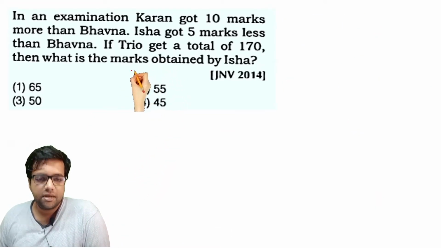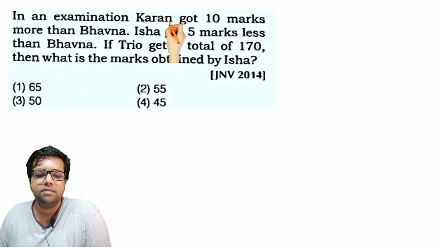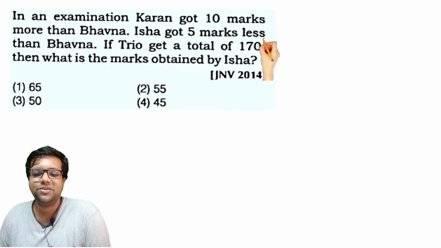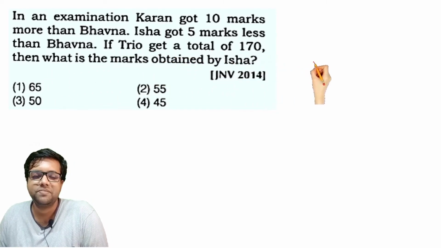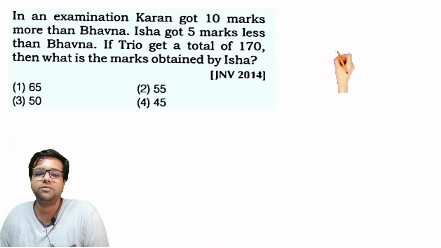In the next question we have, in an examination, Karan got 10 marks more than Bhavana. Isha got 5 marks less than Bhavana. If the trio get a total of 170, then what is the marks obtained by Isha? Again, same type of question.